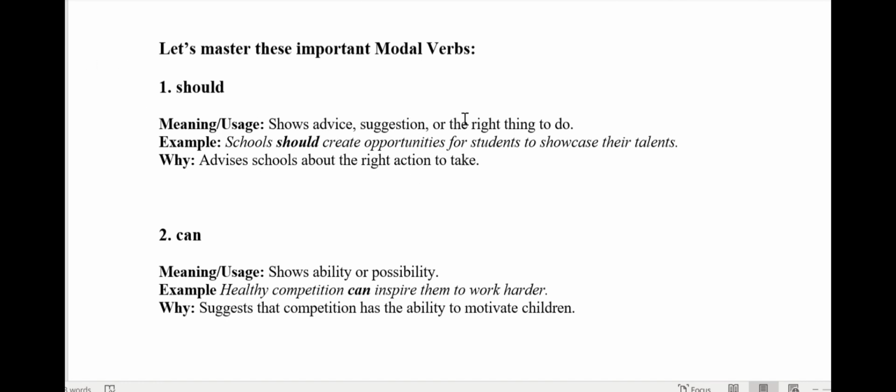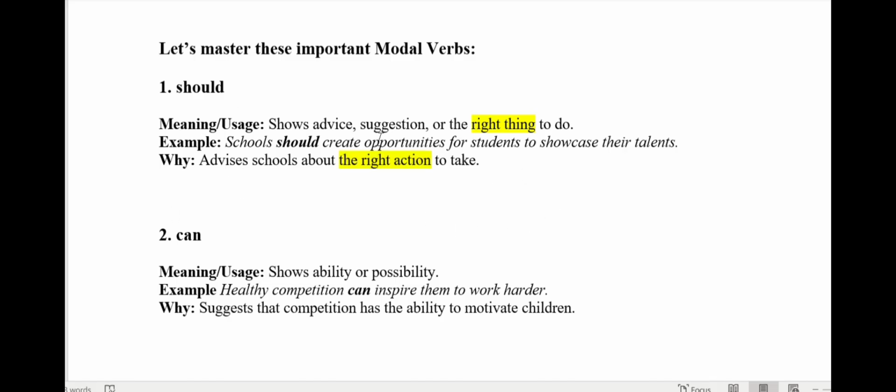When something is very right, very correct, we use the word should. For example, schools should create opportunities for students to showcase their talents. Simple and clear sentence. Why are we using this? Because our intention is we are advising the schools to do the right action. That was our intention. So as is the intention, so is the sentence.